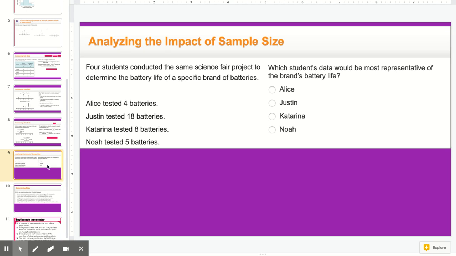So 4 students conducted the same science fair project to determine the battery life of a specific brand of batteries. Which student's data would be most representative of the brand's battery life? Since we're talking about a sample, the greater the sample, the better the representation is. So Justin here tested 18 batteries. Since Justin tested more batteries, that is a better representation of a brand's battery life. So Justin would be the answer there because he tested more batteries.